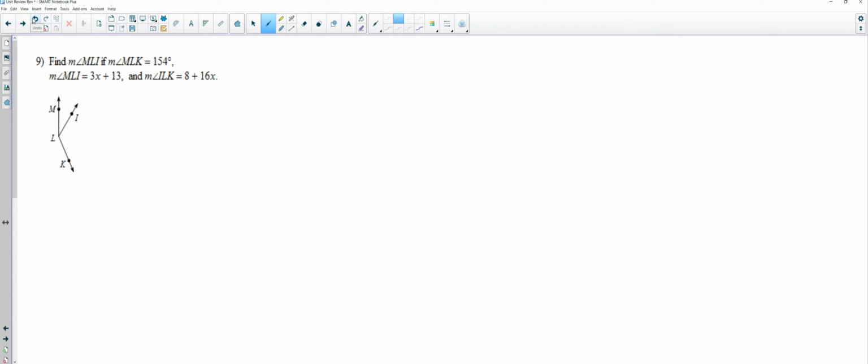Here is another question. It says find the measurement of MLI. Here is MLI right here. That's what I'm looking for. If the measurement of MLK, MLK is the whole thing. So let me change color. This whole thing is MLK. That's 154.